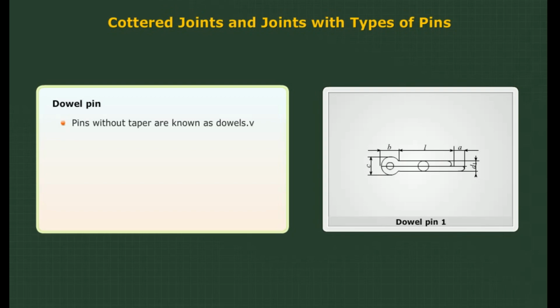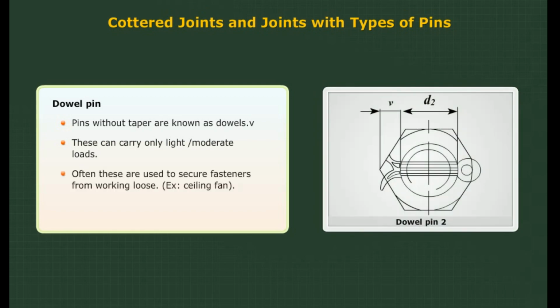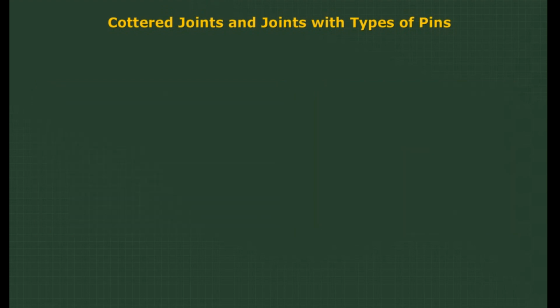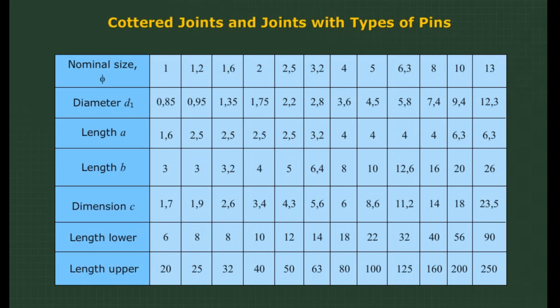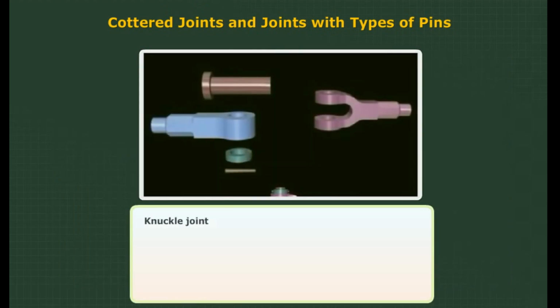Dowel pin. Pins without taper are known as dowels. These can carry only light or moderate loads. Often, these are used to secure fasteners from working loose. Example, ceiling fan. Cotter pin or dowel pin is widely used in automobiles and many home appliances. The table shows the dimensions of standard pins.